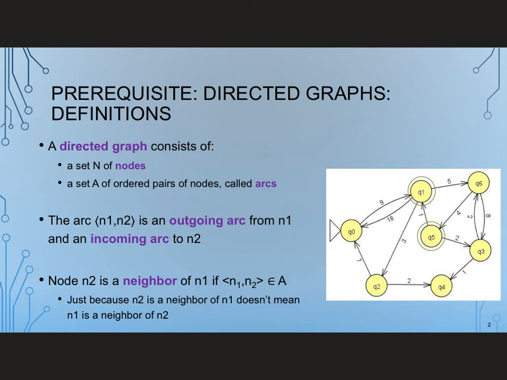So here's an example of a directed graph, and I'm sure you are very familiar with the fact that it has a bunch of nodes, right? So let's see, what do we got here? We got Q3 is a node, Q5 is a node, Q6 is a node, Q1 is a node.